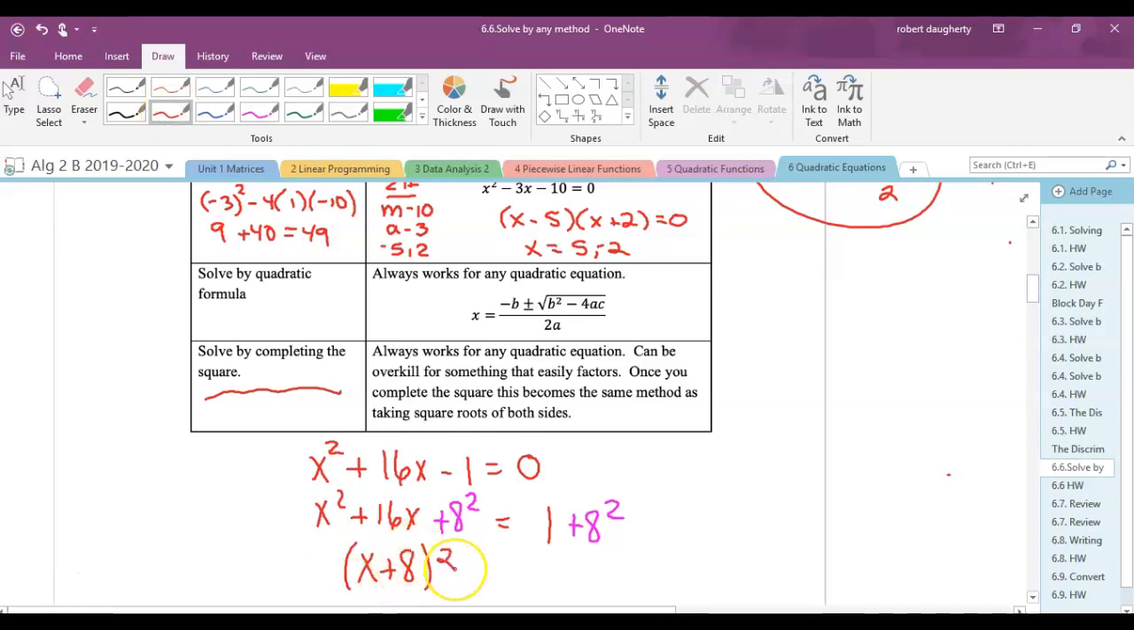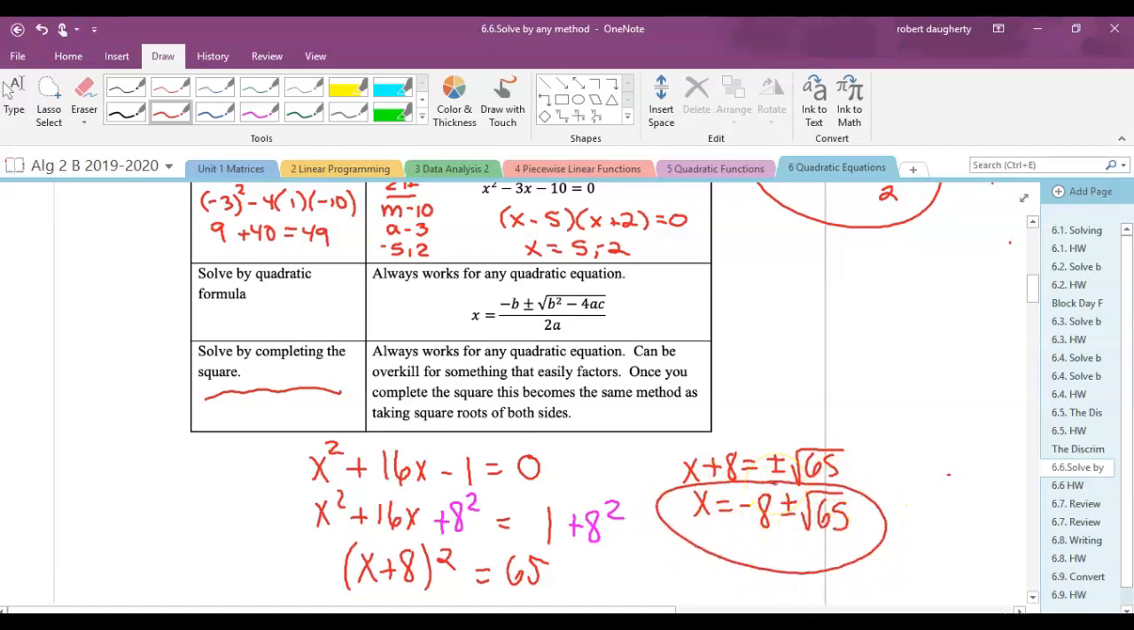That's x plus 8 squared, because I've got two numbers that multiply to give me 64 and add to give me 16. That's 8 and 8. So this is equal to what? 65. All right, so x plus 8 equals plus or minus the square root of 65. X equals negative 8 plus or minus the square root of 65.